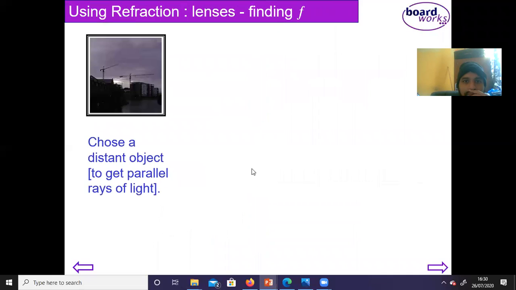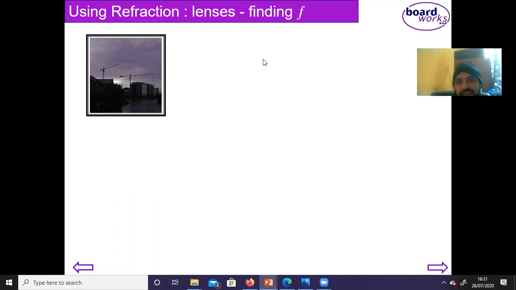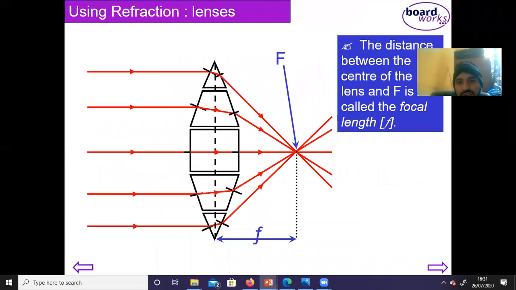Don't worry too much. So now, let's say I want to find f, this small letter f. We said the small letter f a minute ago. The small letter f represents the distance between the center of the lens, over here, the central line, and the focus, this point over here. This small f, the focal length, is a very important concept.